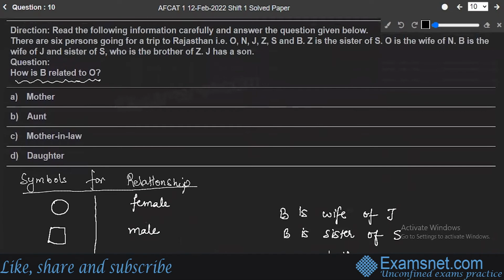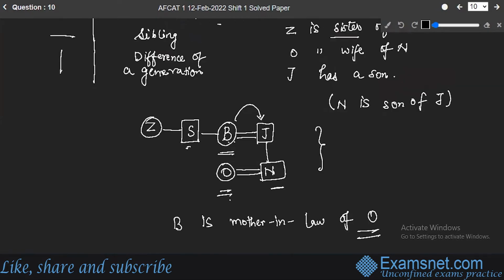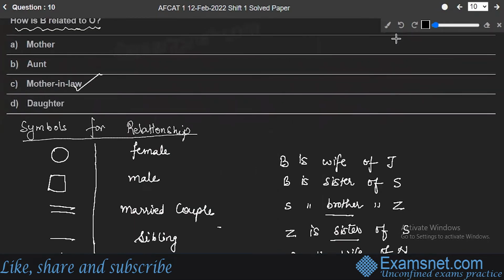Now, what was the question? The question was, how is B related to O? So, what is the relationship between B and O? Of course, B is wife of J. That means J and B have N as their son. And N is married to O. So that means B is the mother in law of O because she's a female, right? Hence, the correct answer is option C, mother in law.